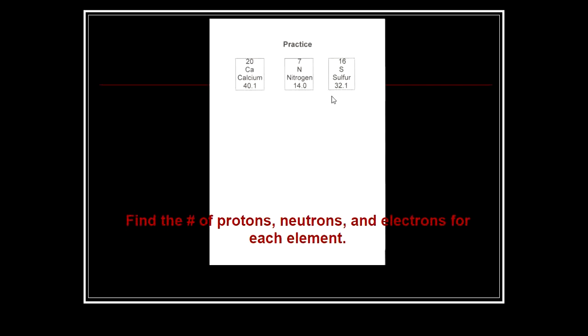Pause your video, take a second, and work out sulfur. When you work it out, you should find that protons are 16, electrons are 16, and when you ask the man, it's 32 minus 16, which gives us 16. Now, I know all 3 of these have the same number for all 3 subatomic particles. It doesn't always work out that way, but these 3 did.